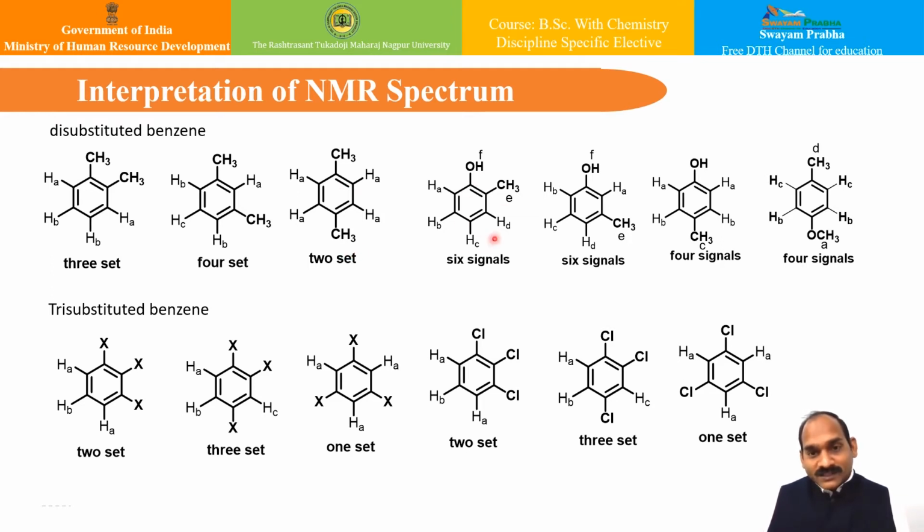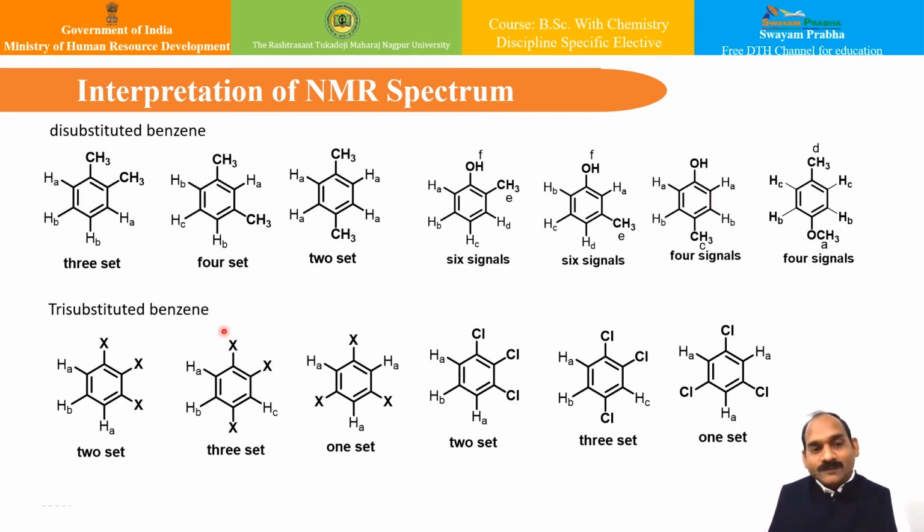In this case, if you see A kind of protons, B kind, C kind of environment, D kind of environment, and E kind of environment, and this particular one has F kind of environment. So there will be 6 signals for this particular compound. In this case, if you see, there will again be 6 signals. In this case, there will be 4 signals. There will be 4 signals.